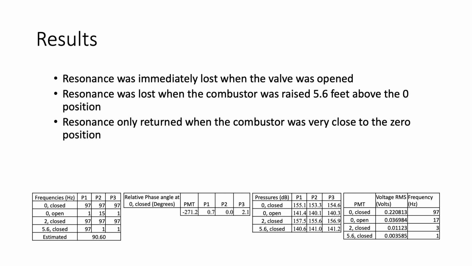We also present the root mean square pressures in decibels of the various pressure sensors in the various positions. Finally, we present the various photomultiplier data. We present the root mean square voltage measured by the photomultiplier, which corresponds to the intensity of combustion, along with the frequency of the oscillations measured by the photomultiplier. Note that only the first one, at the 0 closed position, has any significant meaning, as at the other positions the photomultiplier was no longer aligned with the flame.